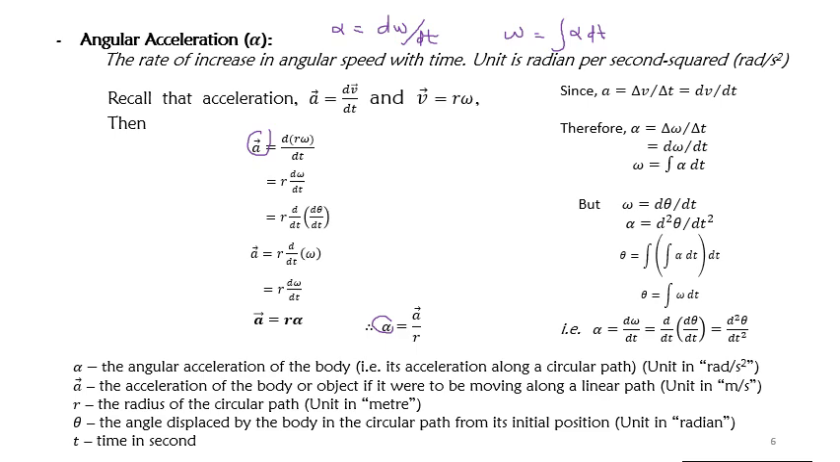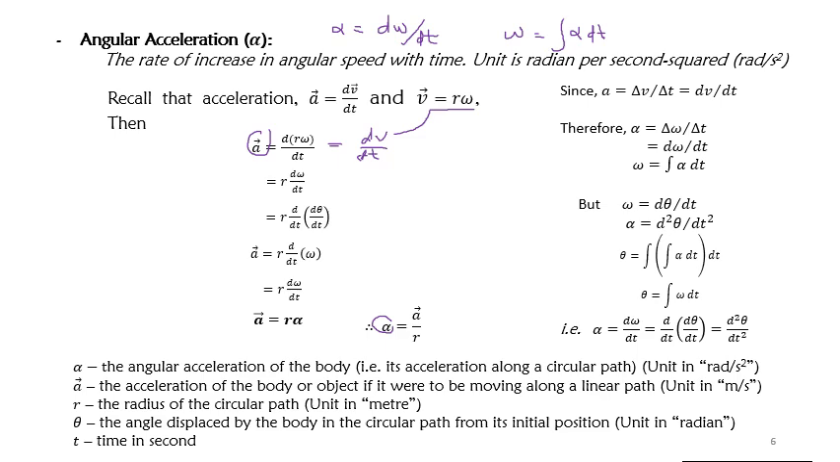So for the linear acceleration, you have dv/dt. And recall that v is r omega. So substitute r omega into the expression. Because r, the radius of the circular path, is constant, what changes is the angular speed, which is a function of the angular displacement. You see that?